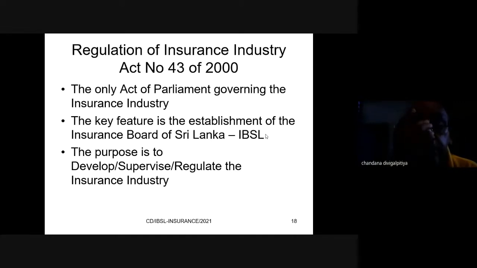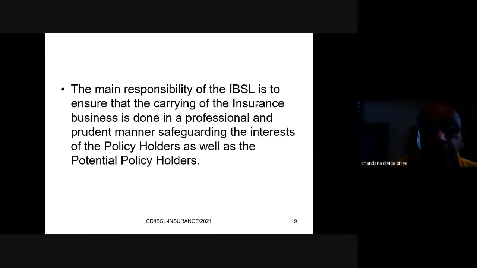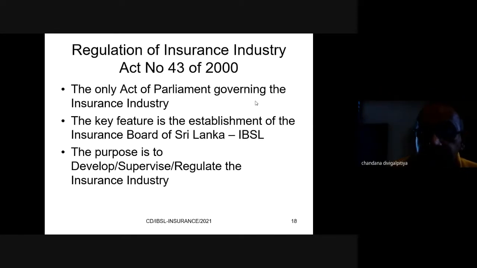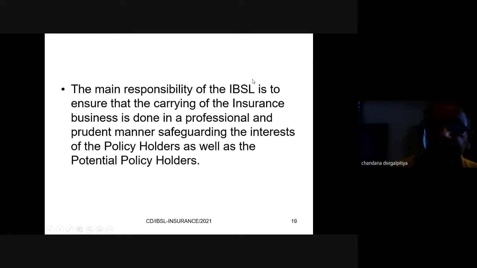Right. The purpose of IRCSL is to develop, supervise, and regulate insurance. That's all. But this is the main act. There are two amendments, which I'll talk about later. Right. The main responsibility of it, no more IBSL. Now it's called IRCSL. Right.